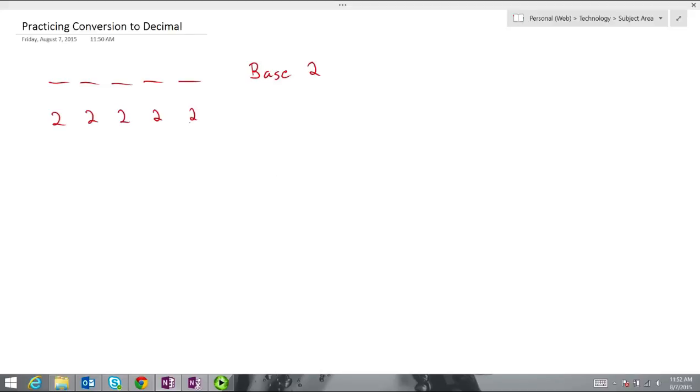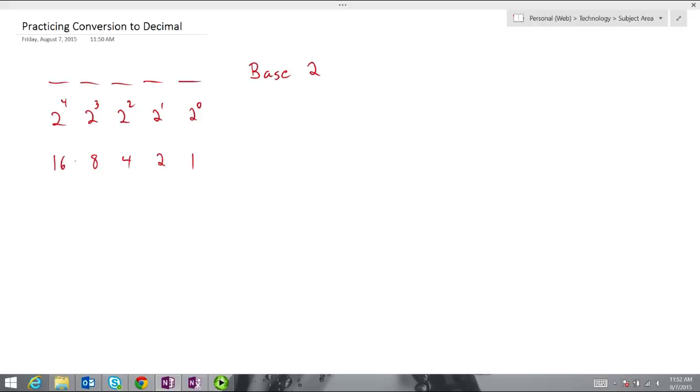And then I write the power that the base goes to for that column. So the first column is always the 0, and then the 1, then the 2, then the 3, then the 4. So we can then do the math. 2 to the 0th power is 1, 2 to the first power is 2, 2 to the second power is 4, 8, and 16. And you'll notice that each of these is the previous column multiplied by the base. So 1 times 2 is 2, 2 times 2 is 4, 4 times 2 is 8, 8 times 2 is 16, and it will continue upward from there.